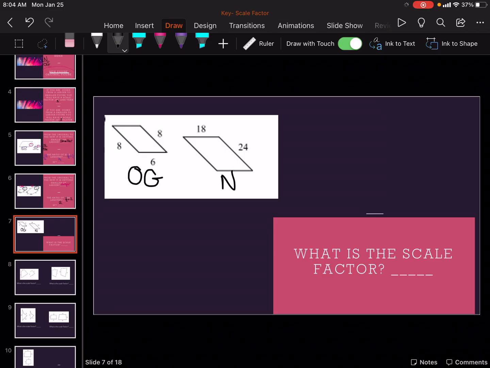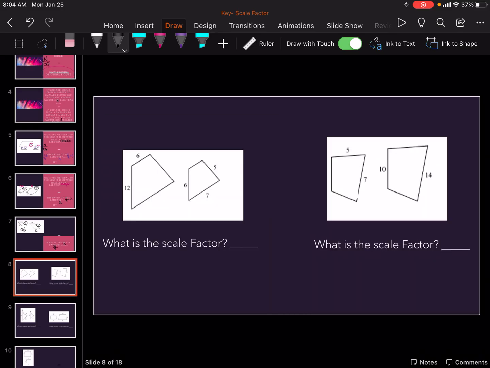Okay, corresponding sides. We are going to do 24 over 8. Again, you can just simplify that or divide it. 24 divided by 8 gives me a scale factor of 3. Again, new over original. So I have my original and my new. Think about your corresponding sides. 6 over 12 gives me 1/2 for my scale factor. Again, we're getting smaller, so that makes sense.